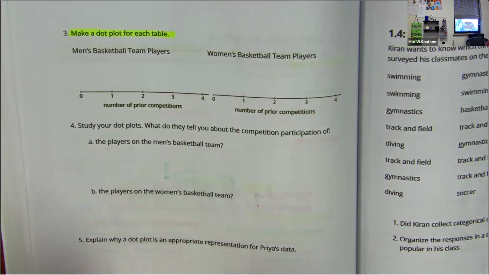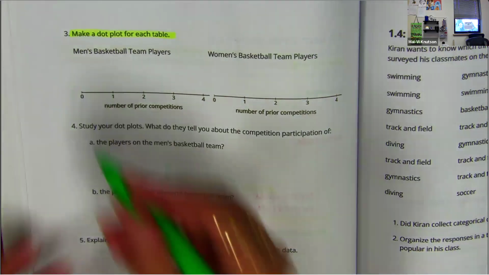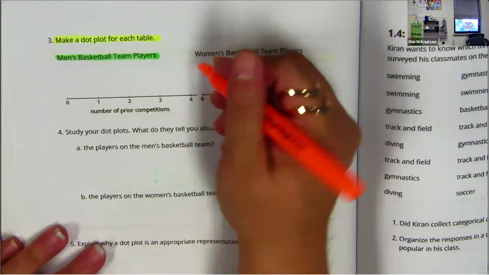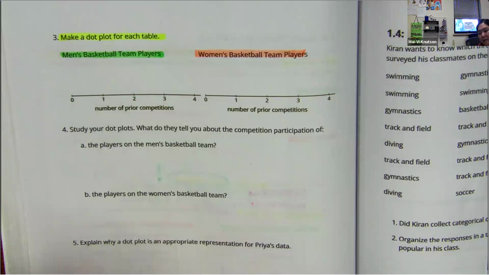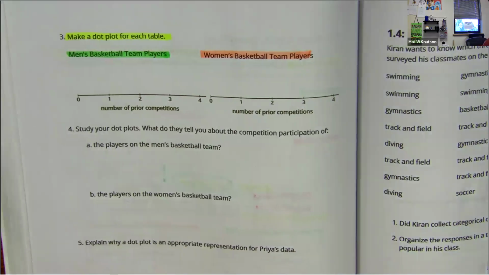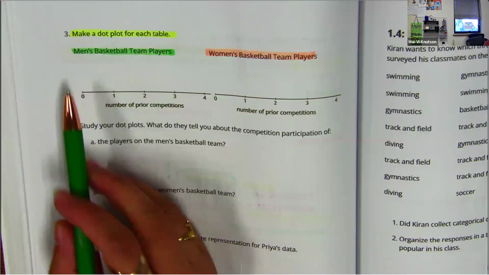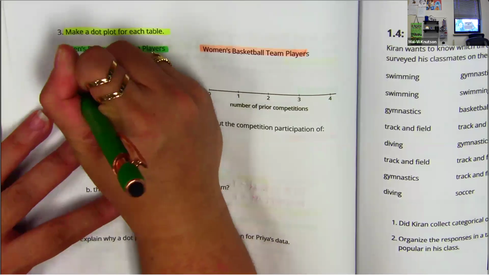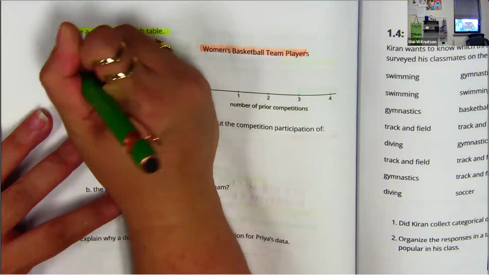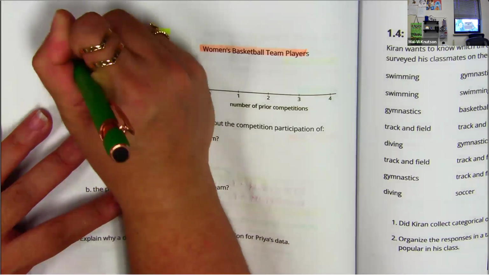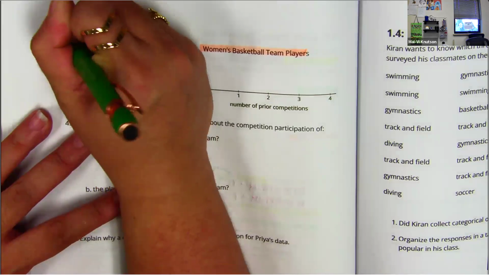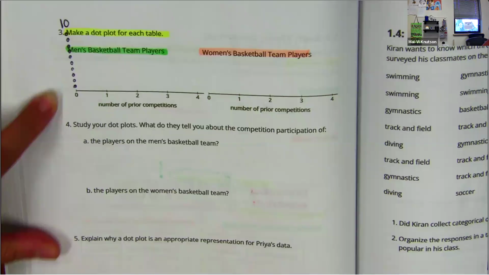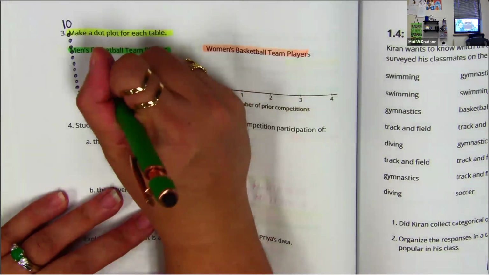So again, we have the men's team and the women's team. Okay, and let's see. For the men's team, I had 10, so I'm going to put 10 dots. 1, 2, 3, 4, 5, 6, 7, 8, 9, and 10. If it helps, sometimes I put the number on top so I know that should be 10.